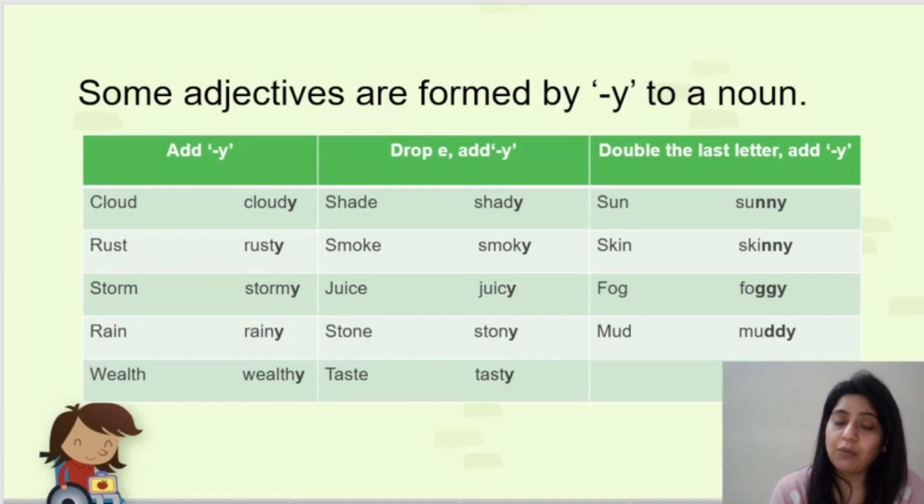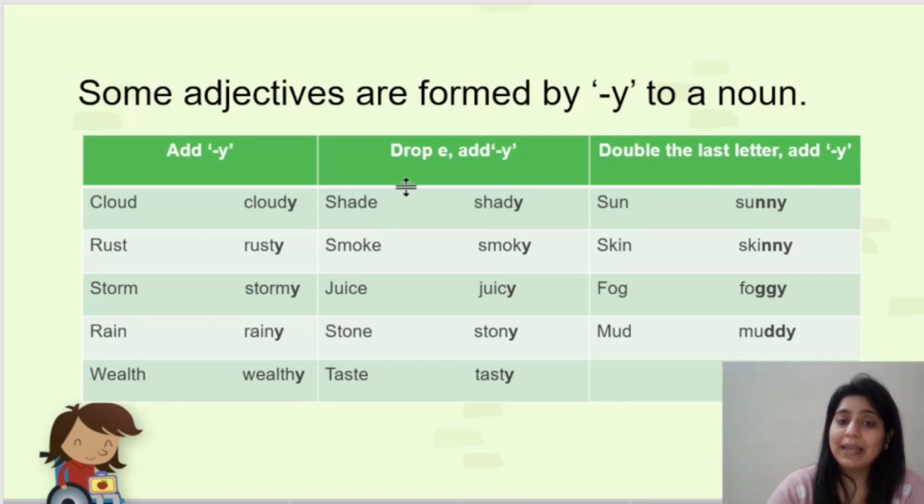How are the adjectives formed? At times, by only adding the letter Y to a noun, we can form an adjective. For example, cloud becomes cloudy. Rust becomes rusty. Storm becomes stormy. Rain becomes rainy. Wealth becomes wealthy.